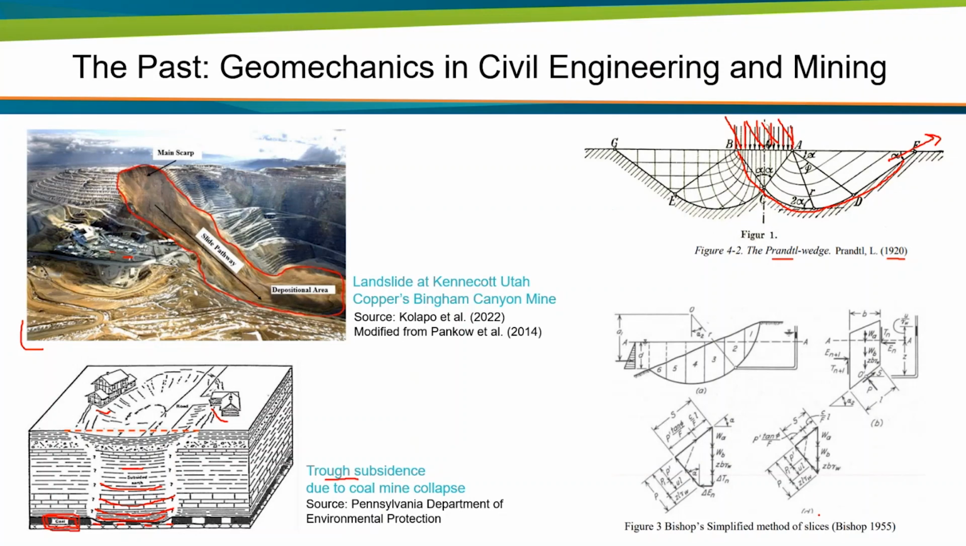Mr. Bishop in the 1950s, for instance, developed an analytical method to calculate slope stability, to subdivide this slippage, this slope, into wedges, and then you are able to model it. Basically, you're able to design a stable slope. Notice this was in the 1950s, so there were no numerical methods yet back then.